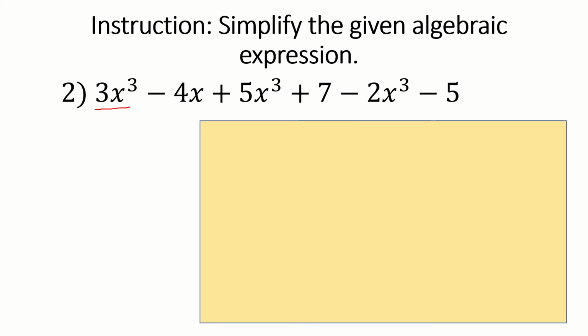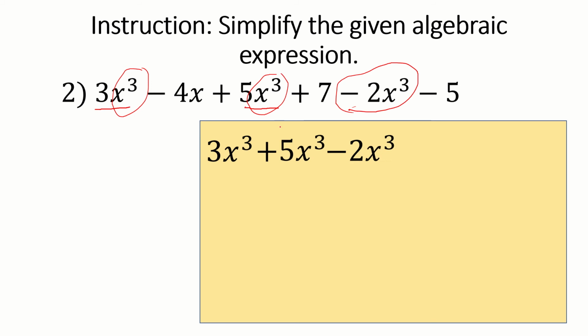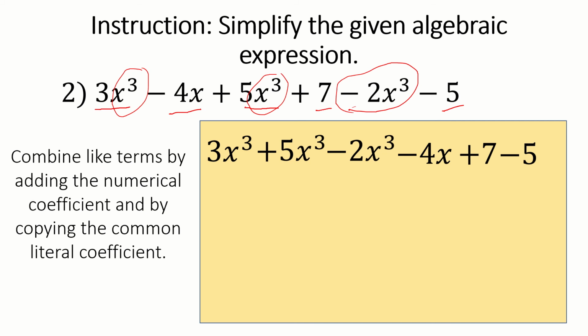So we start from 3x cubed. Its like terms are the following. We have 5x cubed because they have the same literal coefficient, x cubed. So perhaps you put it next to it. And then you have minus 2x cubed. Next, you have minus 4x, but it doesn't have a like term, so you just copy it. The next is 7 and 5. So just copy 7 and then put minus 5 afterwards.